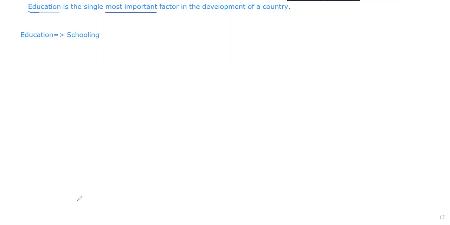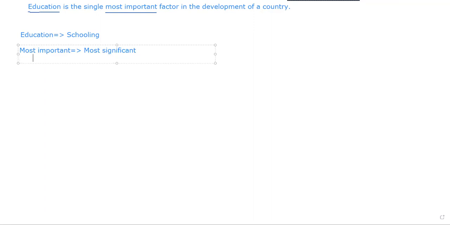Okay. Most important. So what are some synonymous expressions for most important that we can use? For example, let's write this down. Most important. Instead of saying most important, we can maybe say most significant.